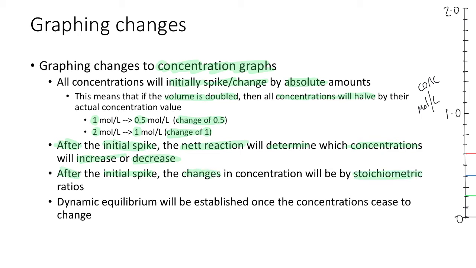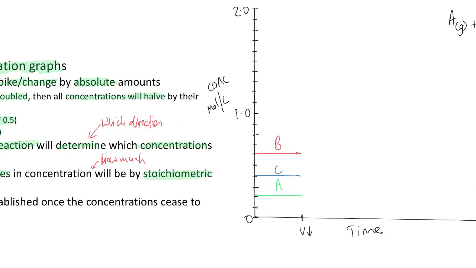Right, so how is this different to the sentence before? This sentence here is which direction it will move, up or down. And this sentence here is by how much. So you need to work out the net reaction to work out which ones go up and which ones go down. Then you need to look at the stoichiometry, the values, to work out that one goes up by this much, that one goes down by that much. All right, dynamic equilibrium is reestablished, and then the concentrations cease to change.